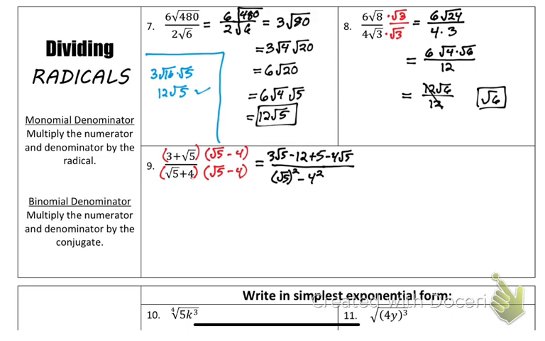I am going to notice in the numerator, I do have 2 like terms. Well, I also have 2 constants, but I have a 3 square root of 5 minus 4 square root of 5, which is going to give me a negative 1 square root of 5. I'm also going to have a negative 12 plus a 5, which is going to equal a negative 7.